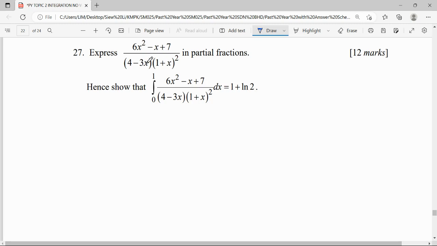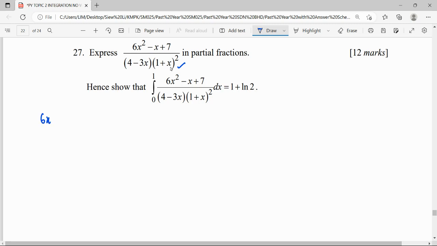Denominator, after we expand, here is x squared times x, which will be x cubed. So the highest power in the numerator is x squared. The highest power in the denominator will be x cubed. This is a proper fraction. So for a proper fraction, we can proceed to the second step, where we make sure the denominator has factorized completely. So in this question, the denominator is factorized completely.